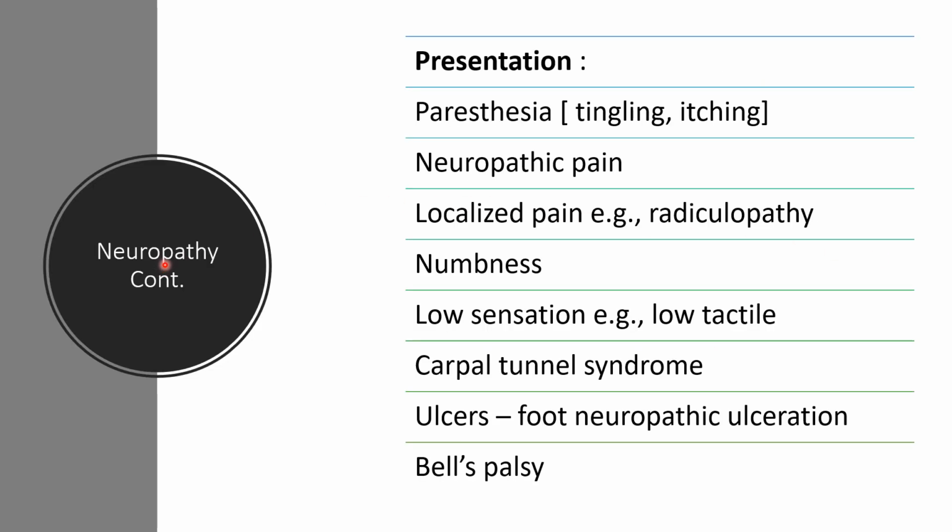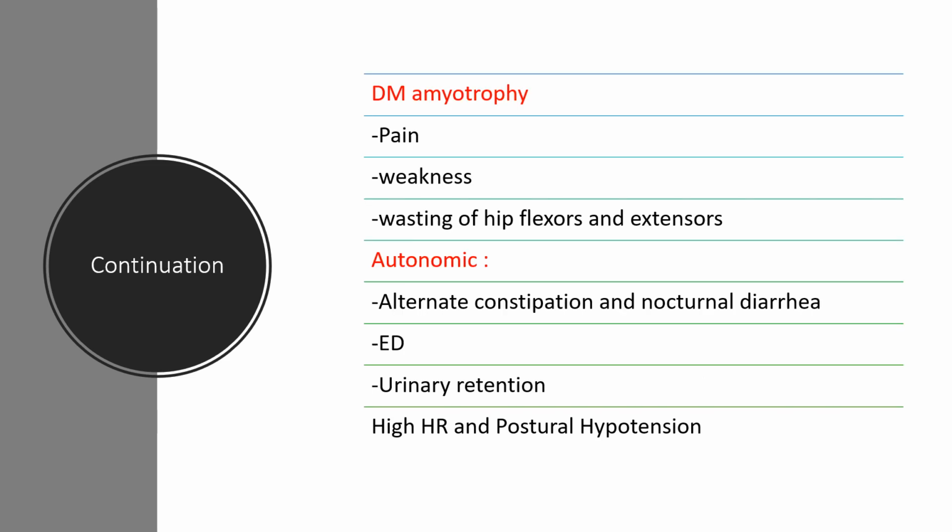Now, how will diabetic neuropathy present? It will present with paresthesia, that is tingling or itching, numbness, and so on. Neuropathic pain, localized pain, particularly if we are dealing with radiculopathy. Numbness, low sensation, particularly low tactile. Carpal tunnel syndrome. Also foot neuropathic ulcerations and Bell's palsy.